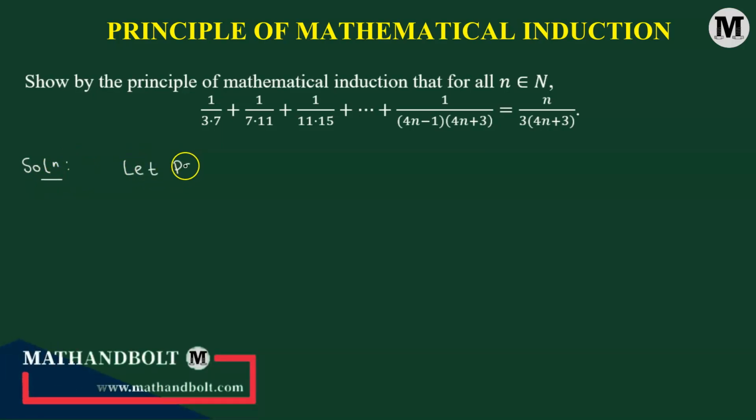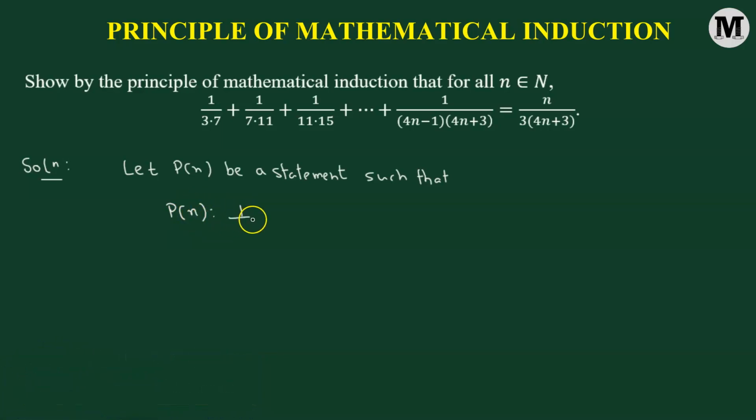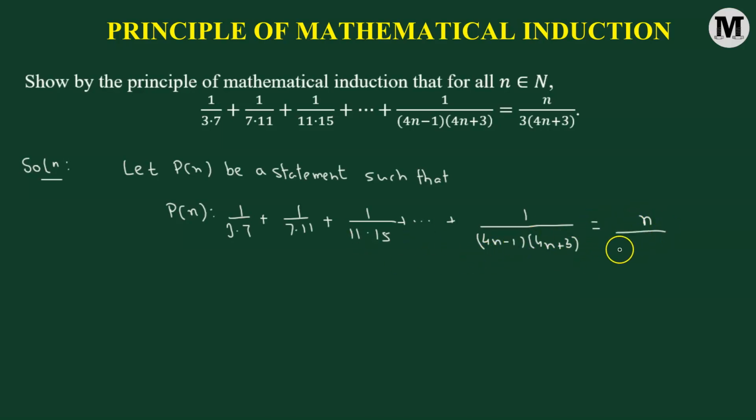First, we're going to consider a statement P(n). So let P(n) be a statement such that we can represent it as: we take the first term 1 over 3 times 7, added to the next term, which is 1 over 7 times 11, added to the third term, that's 1 over 11 times 15. This goes all the way up to the nth term, which is given by 1 over (4n minus 1) times (4n plus 3). Now it's given here that it sums up to n over 3 times (4n plus 3).